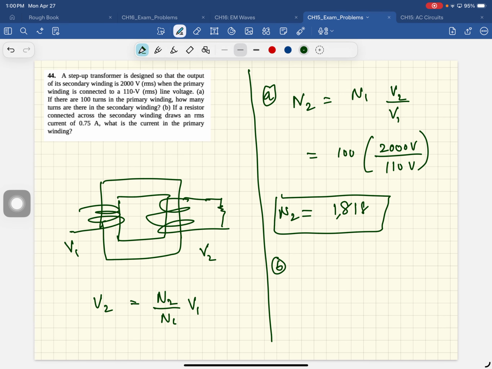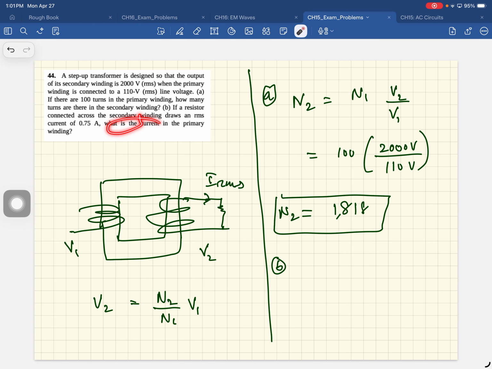so I RMS. So power output is V RMS times I RMS. What is the current in the primary winding? Okay. Now again, like we've said, there's no free lunches. Input power is equal to output power, or output power is equal to input power. So input power is V RMS, I RMS.